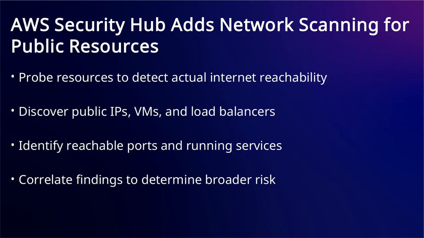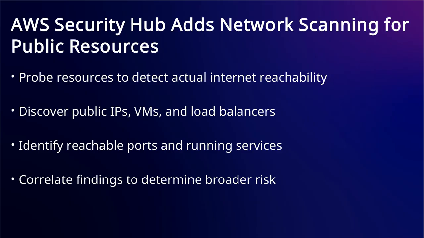You need to identify which resources in your environment are actually exposed to the public internet, not just potentially exposed based on configuration. Security Hub network scanning addresses this by probing your resources from the internet to detect actual reachability across AWS and Azure environments. You can probe resources to detect actual internet reachability beyond what security group rules suggest. You can discover public IPs, VMs, and load balancers across your infrastructure.